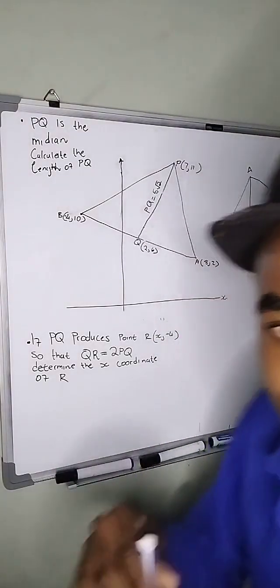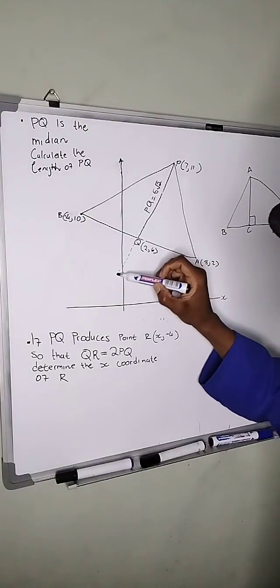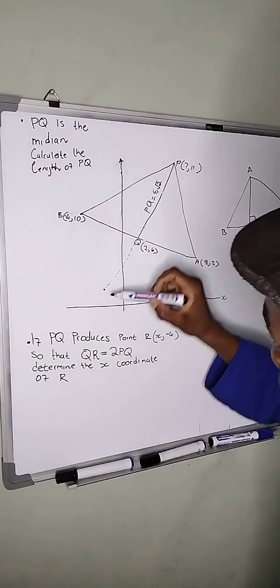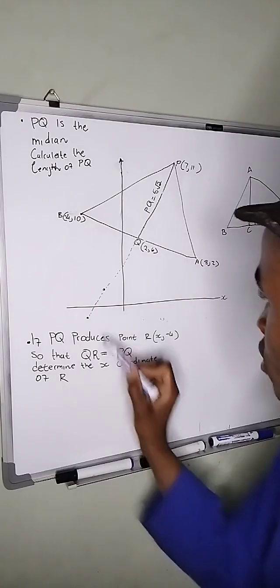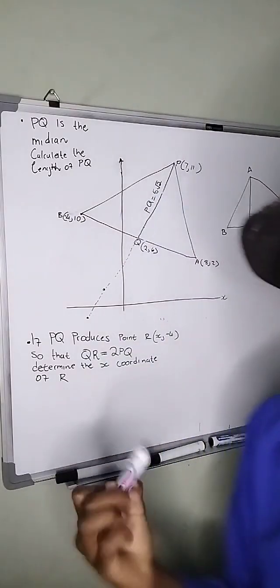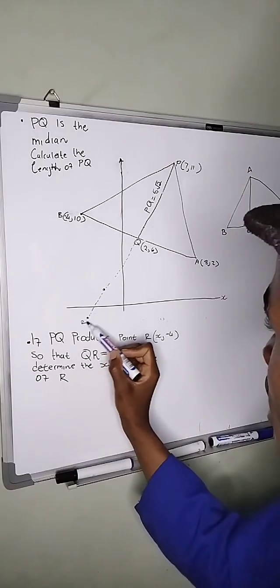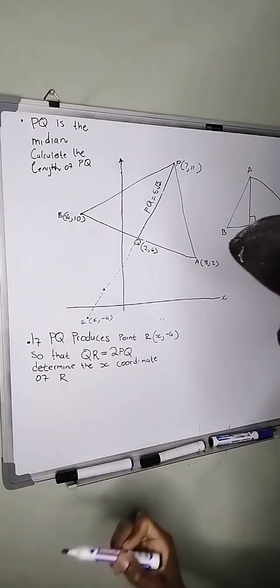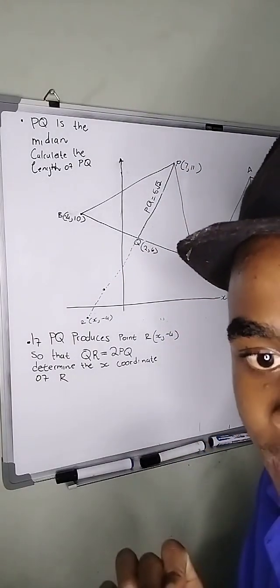It doesn't matter, you can just estimate and put it here. You don't have to draw it to scale. You just say this is going to be my point R, and x is -4. It really doesn't matter.